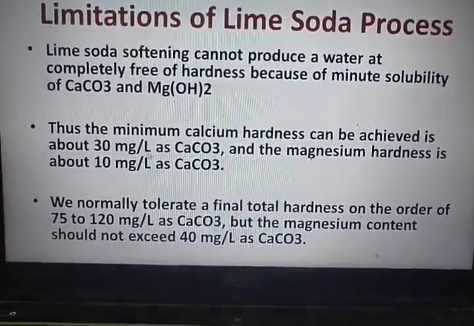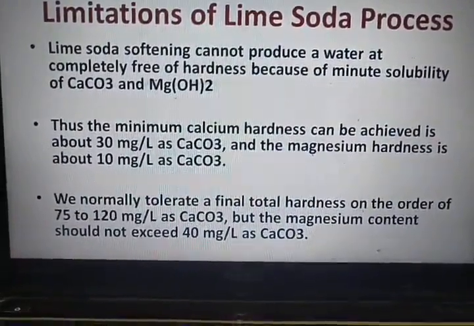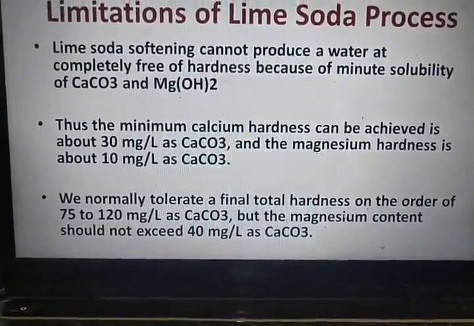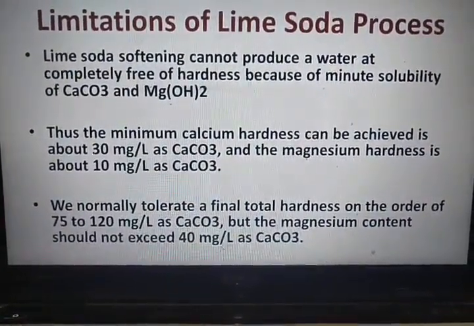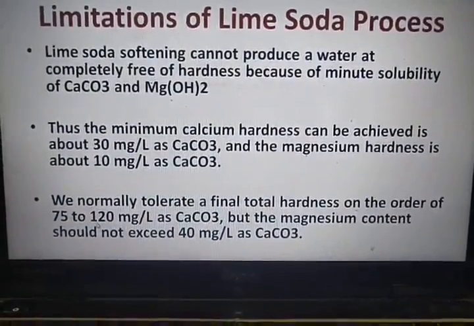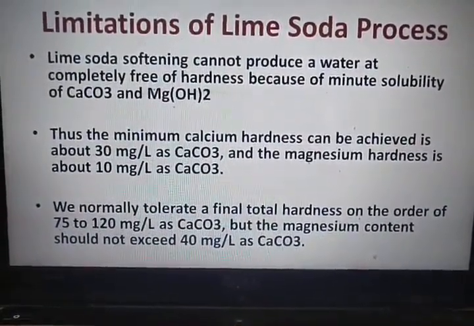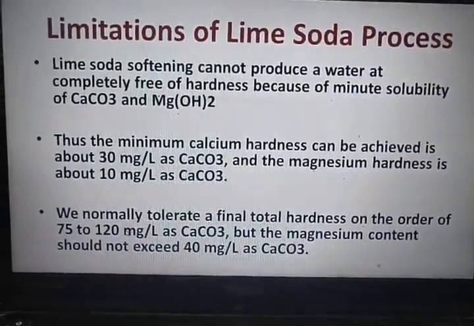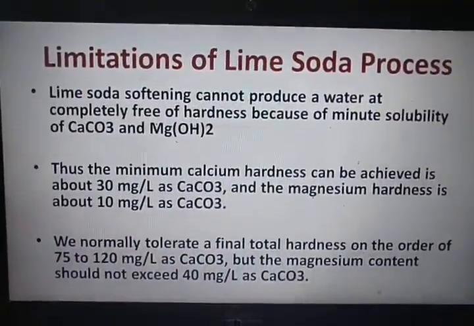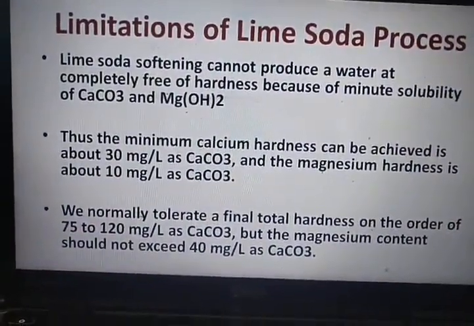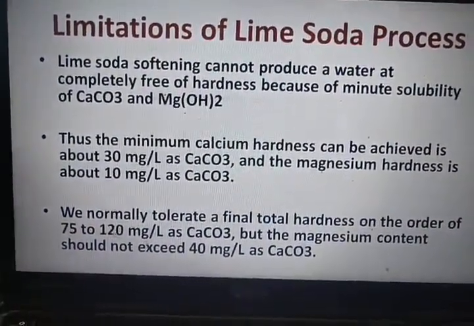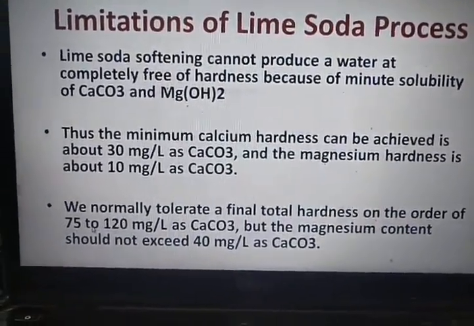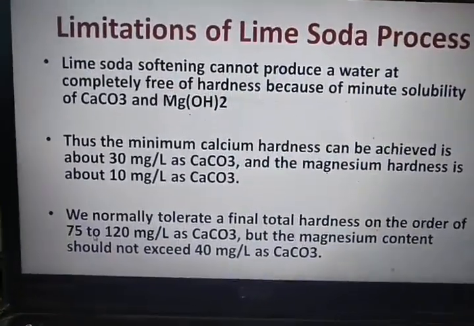Normally we tolerate a total hardness on the order of 75 to 115 or 120 mg per liter as CaCO3, whereas the magnesium content should not exceed 40 mg per liter as CaCO3. That means the water should contain some moderate hardness for drinking purposes, otherwise completely demineralized water is not suitable for drinking. That is why we have this range of hardness in drinking water, in the order of 75 to 120 mg per liter.